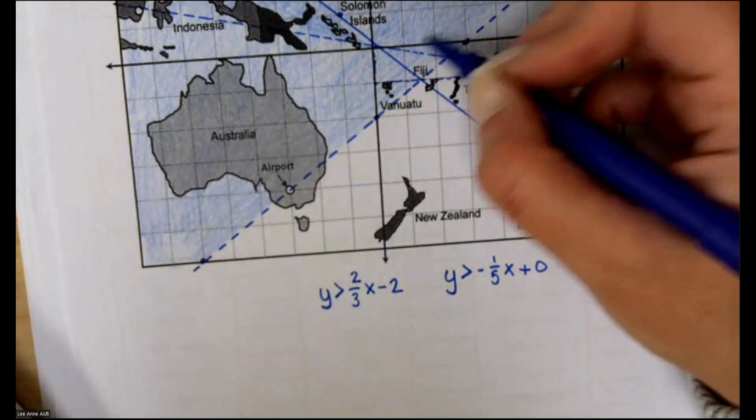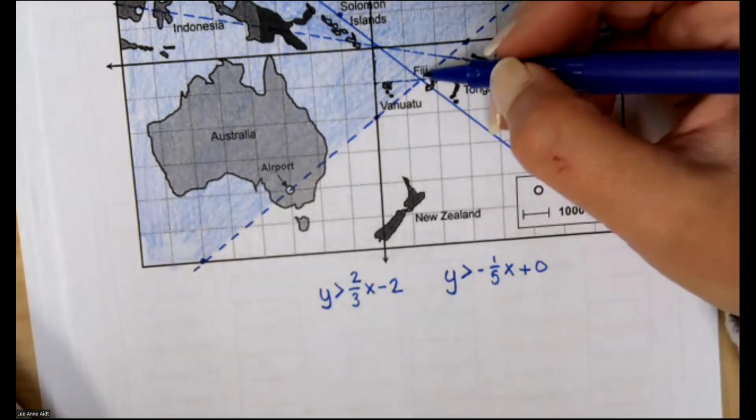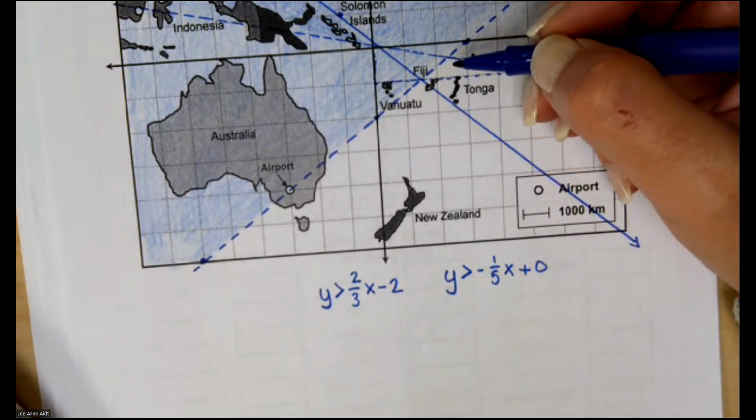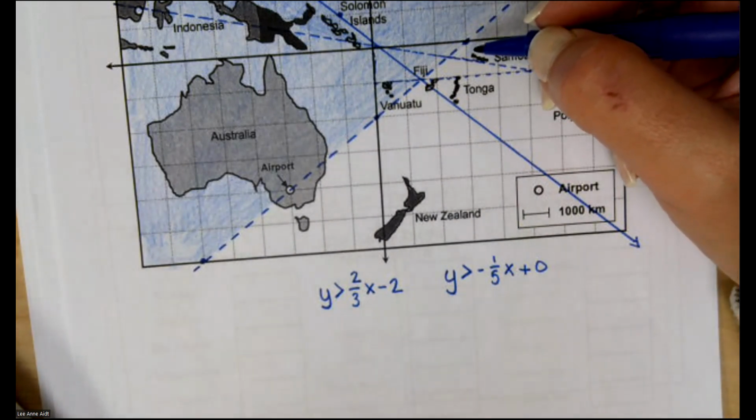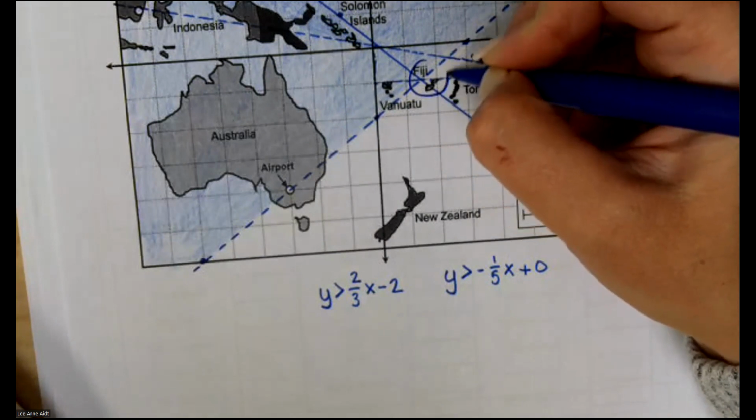So it looks like it's got to be right in here, right? Fiji is what we're thinking, or Samoa? What do you think? Fiji or Samoa? Fiji? Okay. I'm just gonna circle.